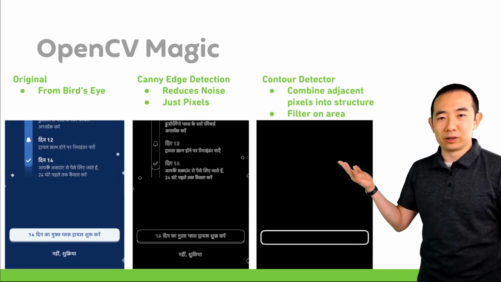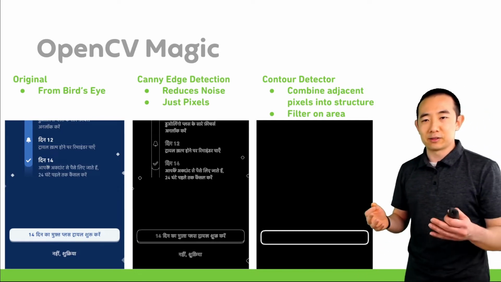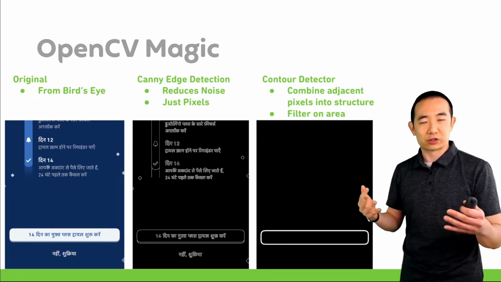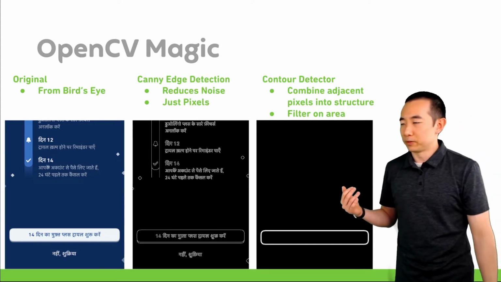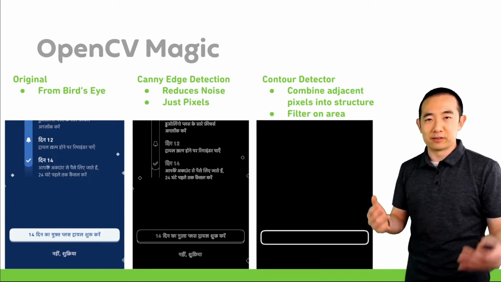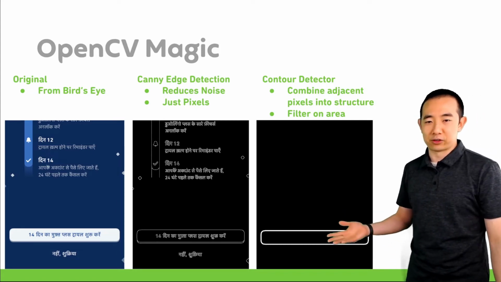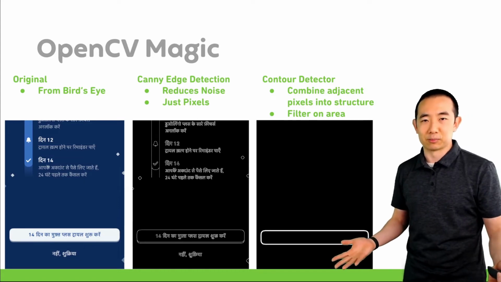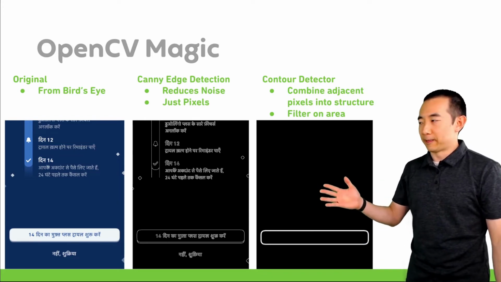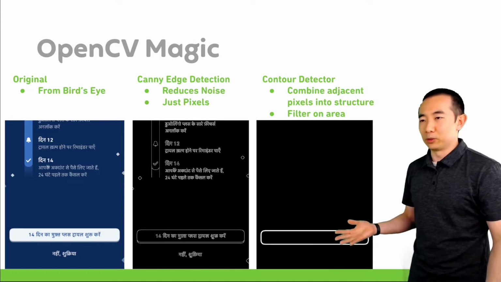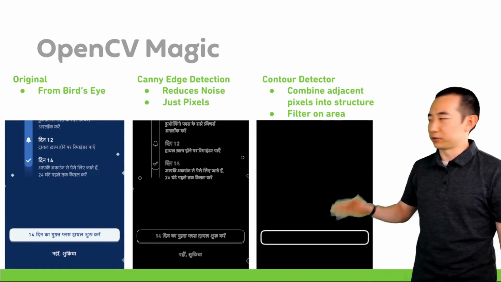In the next step, we run a contour detector on the image in the second step, and what this does is it combines adjacent pixels from the Canny edge detection into a structure, and we can do more work with that structure. One of the things we can do is ask it what the area is of the space inside the structure. So from experimentation, I know that on this size screenshot, a button is approximately 40,000 to 60,000 pixels in area. Knowing that, I can go through every contour that's returned and filter out anything that's not in that range. So I'm only keeping things that are within that range and throwing everything else out, and I'm left with just the button outline and nothing else on the screen.